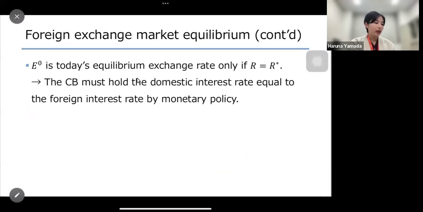So therefore, E0, the fixed exchange rate, is today's equilibrium exchange rate only if the domestic interest rate equals the foreign interest rate. So the central bank must hold the domestic interest rate equal to the foreign interest rate by monetary policy to maintain the fixed exchange rate.